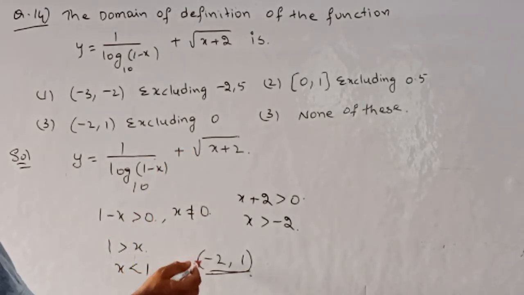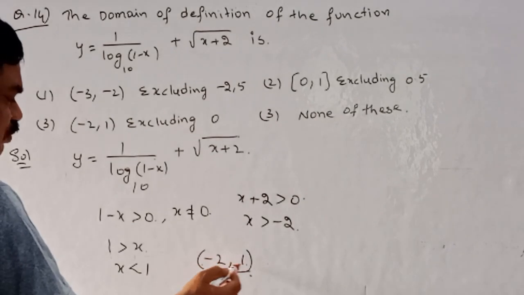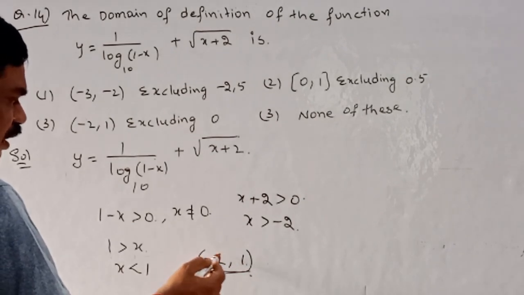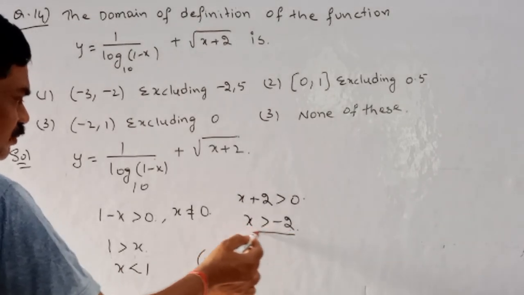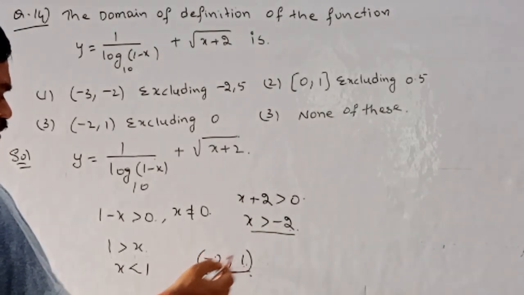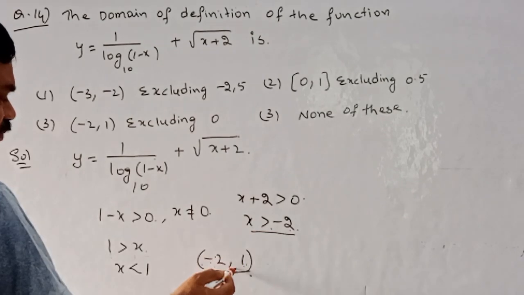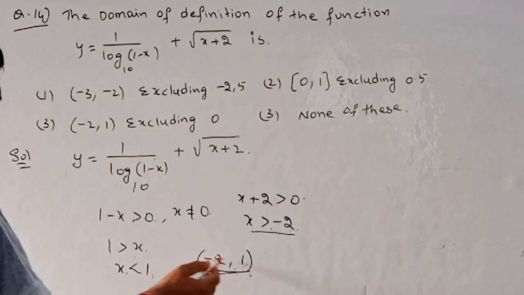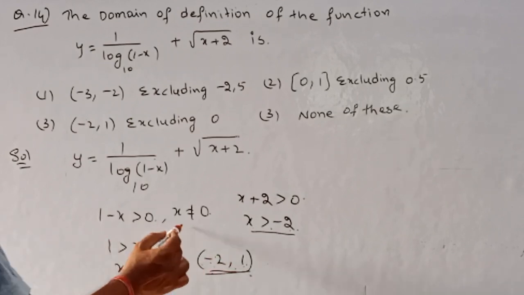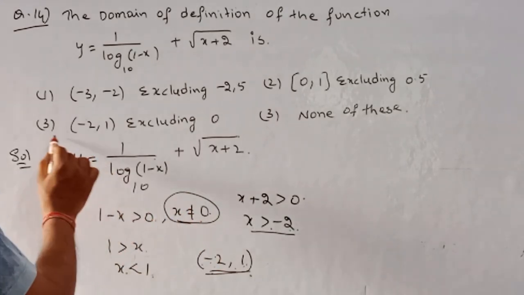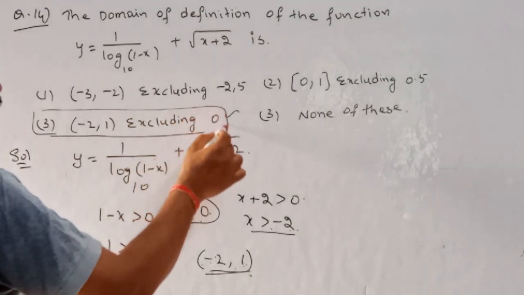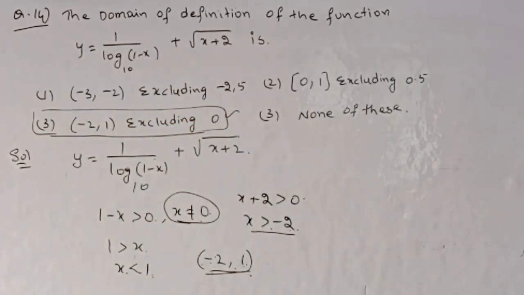The open interval minus 2 to 1 means x does not take the value minus 2 and x is greater than minus 2. So this condition is satisfied here. And here x less than 1, excluding 0, x not equal to 0. So option 3 is the correct answer. Okay, all of you? That's all.